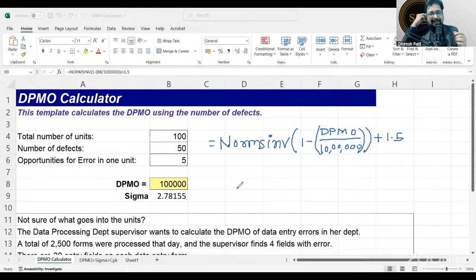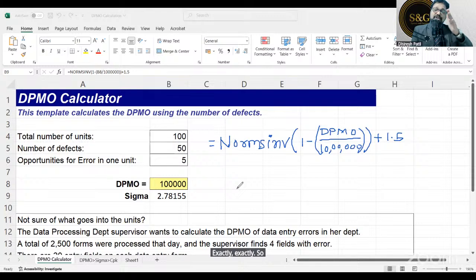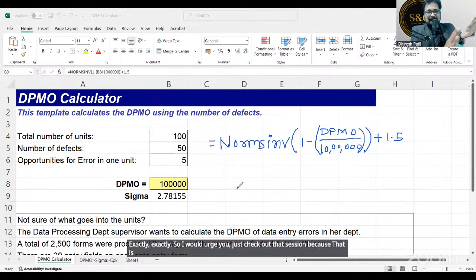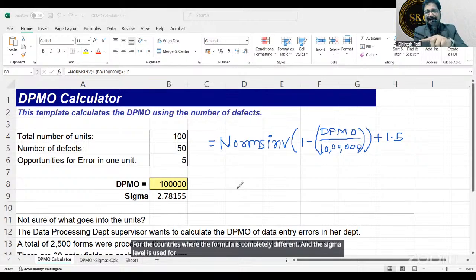Have you attended that CPK session? No, sir. Might be I was out of session. Exactly, that's why I urge you, you're confused. Just check out that session, because that is the continuous data. For the continuous data, the formula is completely different, and the sigma level is used for the continuous data, but you can convert that as well.